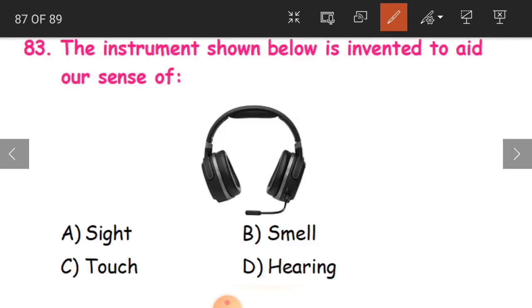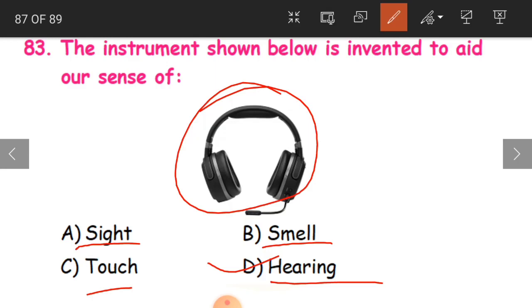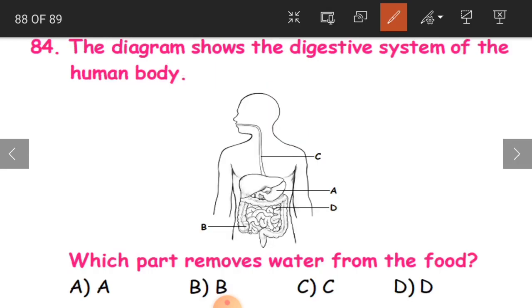Clear, children? Now, 83rd question. The instrument shown below is invented to aid our sense of. What are they? They are like headphones. This instrument is invented to help which of our sense organs? Is it sight, smell, touch or hearing? The answer is hearing. So that we can hear without any disturbances, we use this instrument called headphones. Clear, children? And the last question for today.